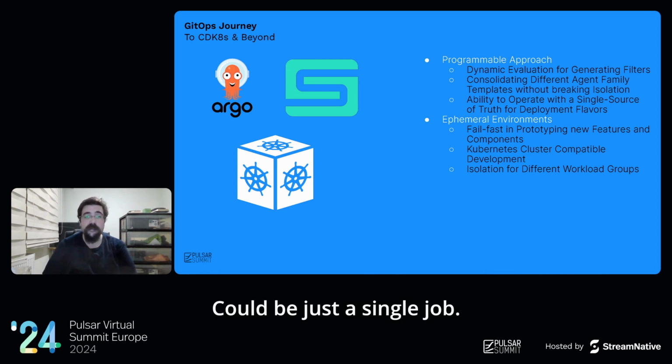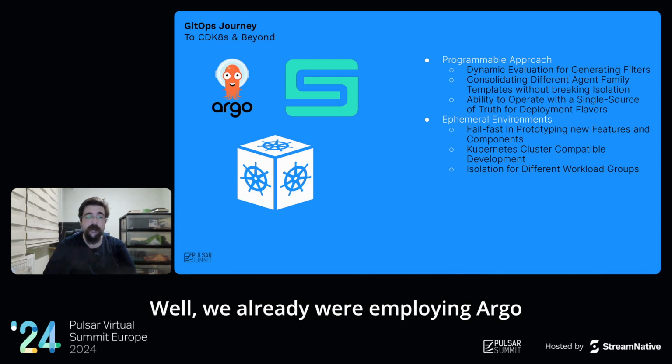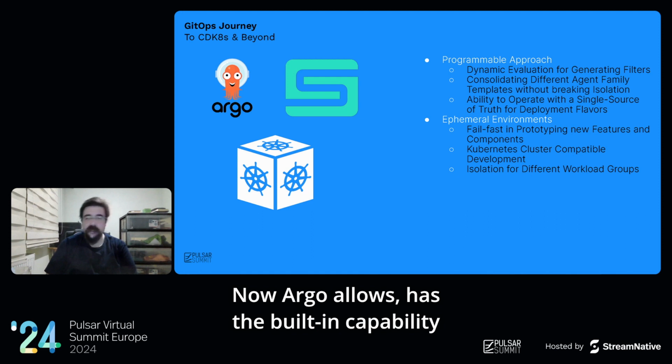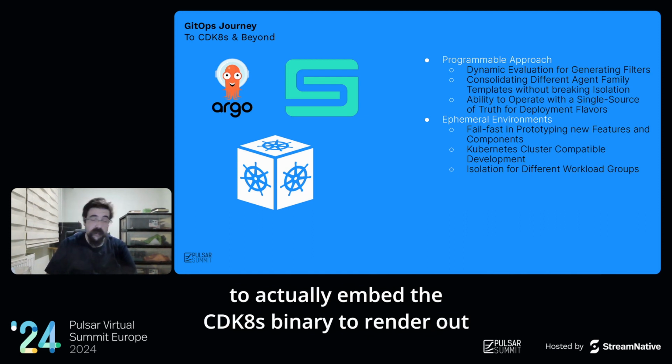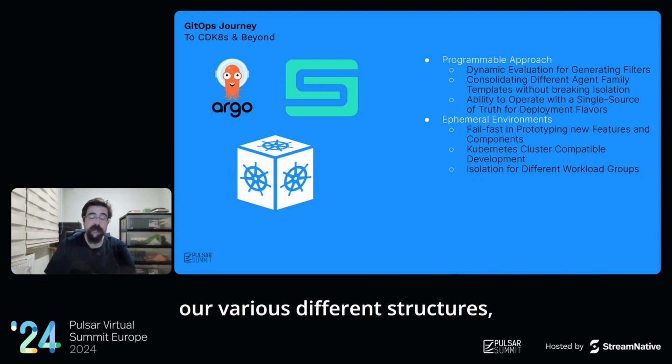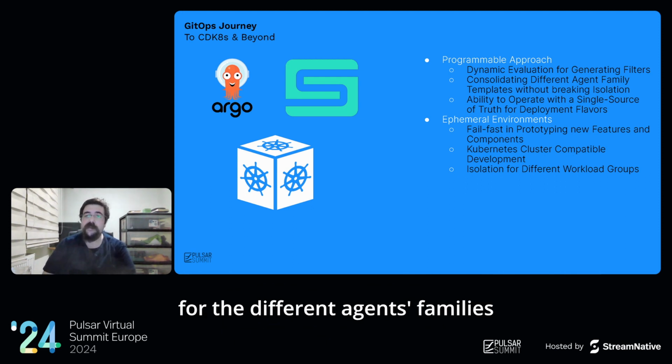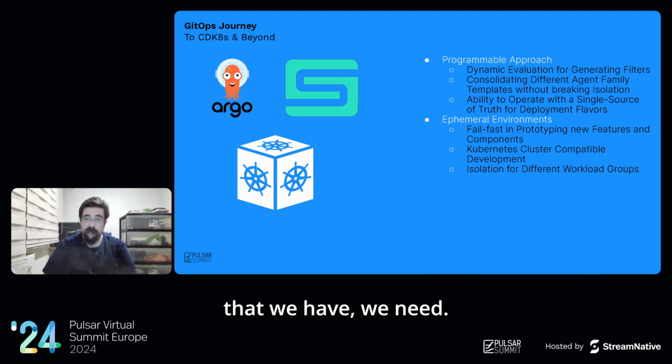Should it be just a single job? Well, we already were employing Argo, but the bootstrap mechanism there is for addressing a singular binary and different template types. Now, Argo Rollouts has the built-in capability to actually embed the CDK's binary to render out our various different structures to consolidate them, and this consolidation part is important both for the different agent families that we have.